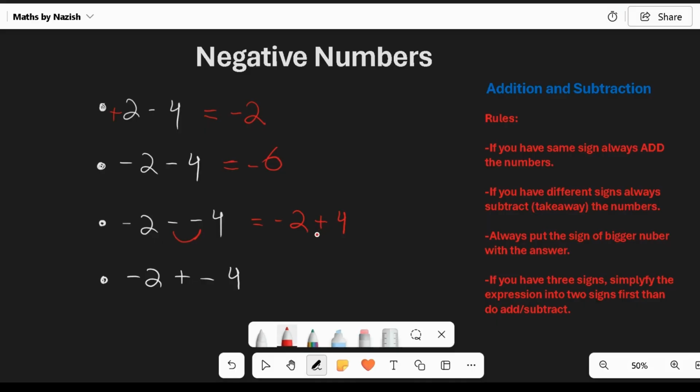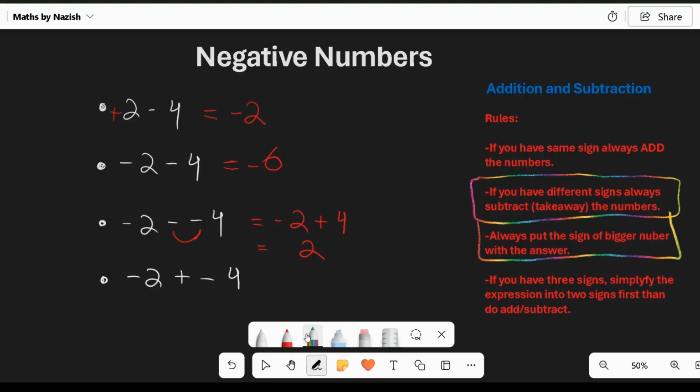Now I'm just going to go back to my rules. Now I have negative 2 and positive 4. So let's see. I have the opposite signs. If you have different signs, always subtract the numbers. Alright, so again, I'm going to subtract them. 4 take away 2 is 2. And again, always put the sign of the bigger number with the answer. So my bigger number is 4 and I'm going to put a positive sign, so positive 2.